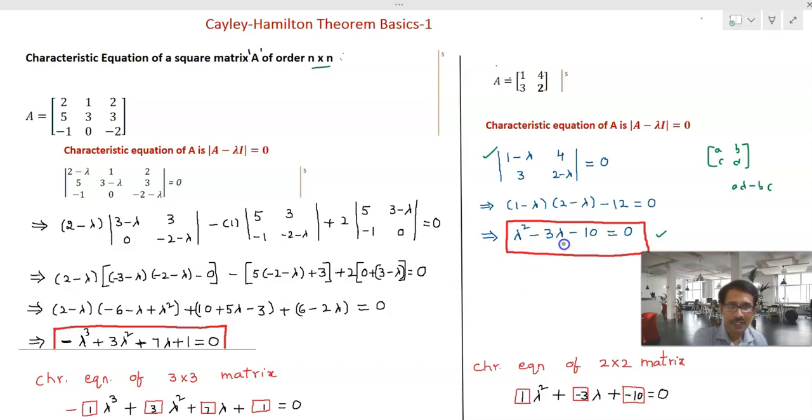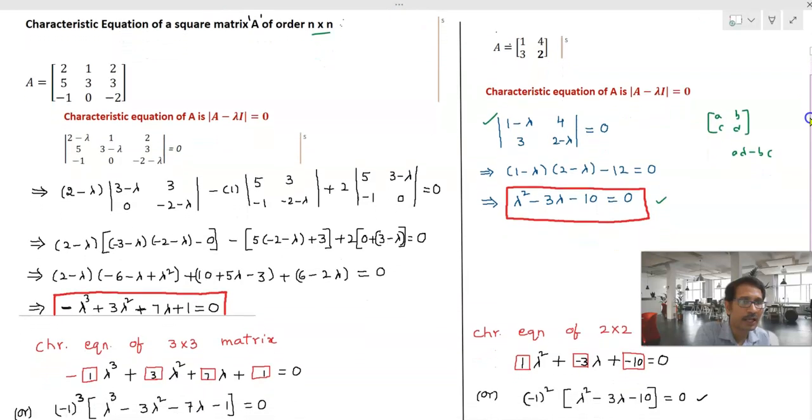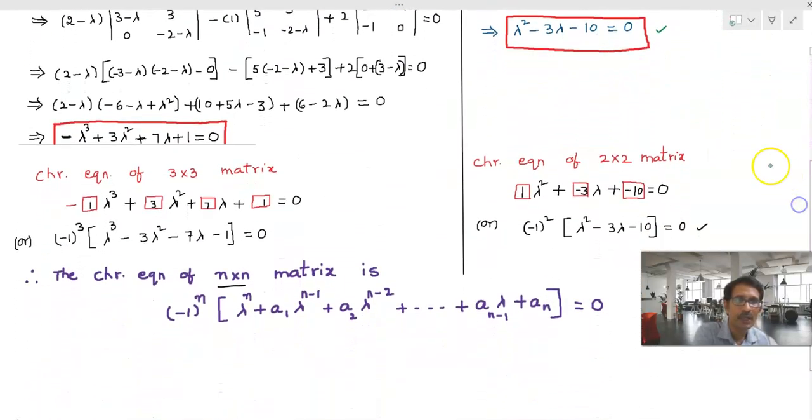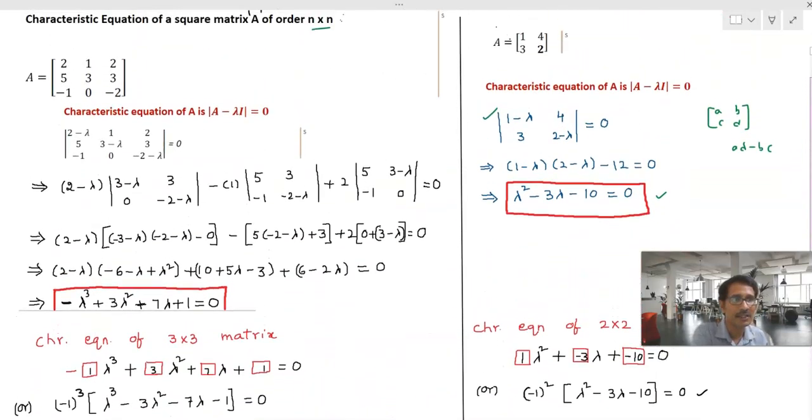Observe that if you take a 2 by 2 matrix, you get a polynomial of degree 2 in lambda, right? And the same polynomial I have written like this. Please observe: lambda square, the lambda term and the constant term. We'll come to this part later. Let us observe the same thing for a 3 by 3 matrix also.